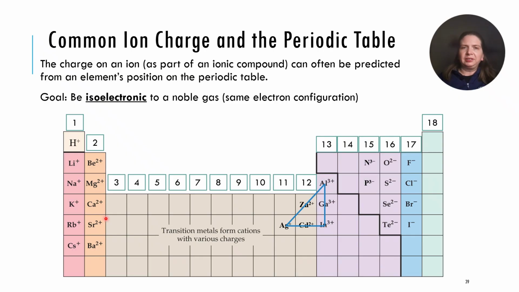Remember that metals tend to form cations, which have positive charges, and nonmetals tend to form anions, which have negative charges.